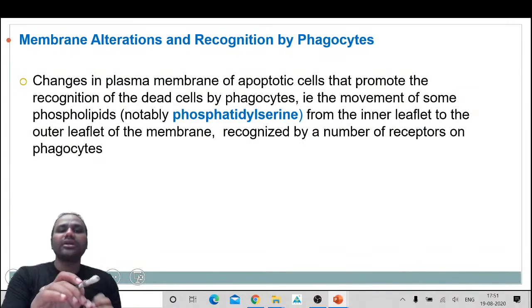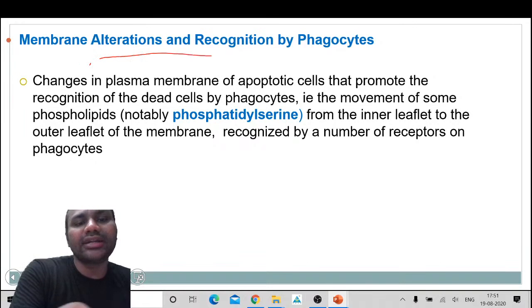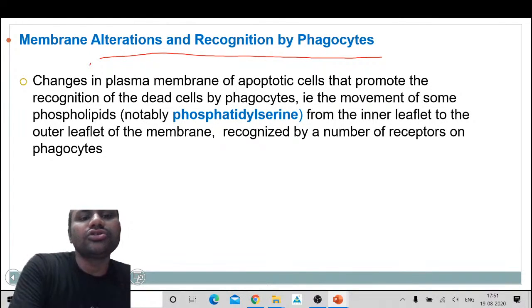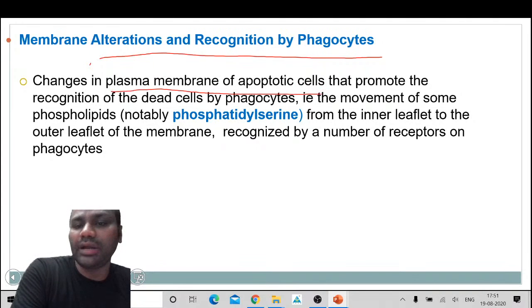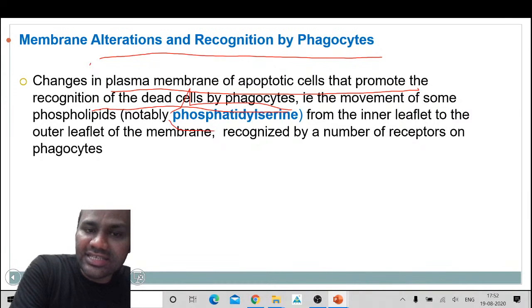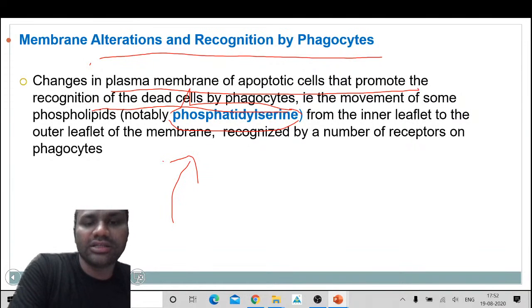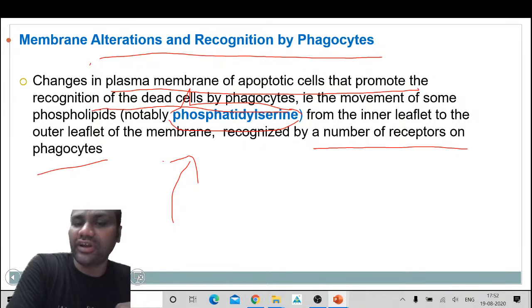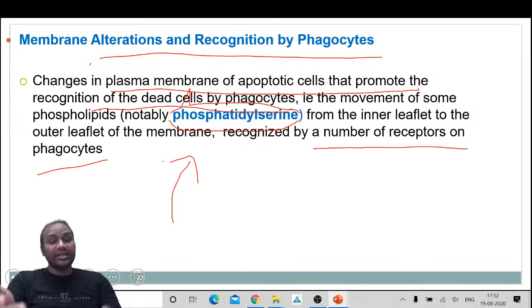So again, I've already talked about this: there will be membrane alteration and recognition by phagocytosis in apoptosis. There will be a change in the plasma membrane of the apoptotic cell that will promote recognition of the dead cell by phagocytes. How? Phosphatidylserine will move to the outer membrane, and hence this will be recognized by a number of receptors on the phagocytes, and they will generate an eat-me signal and the cell will be phagocytosed. So phosphatidylserine is moving outside.